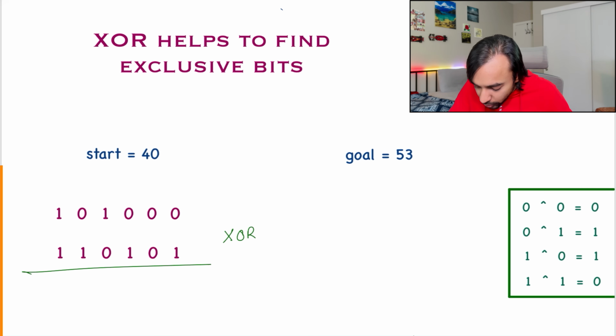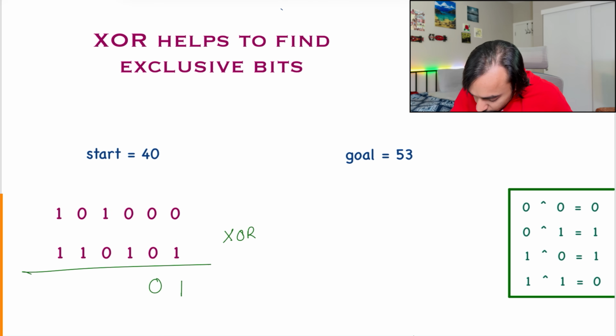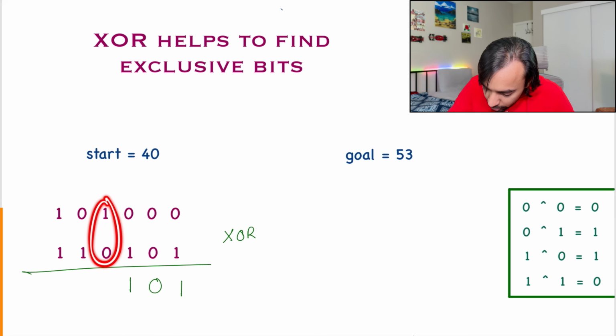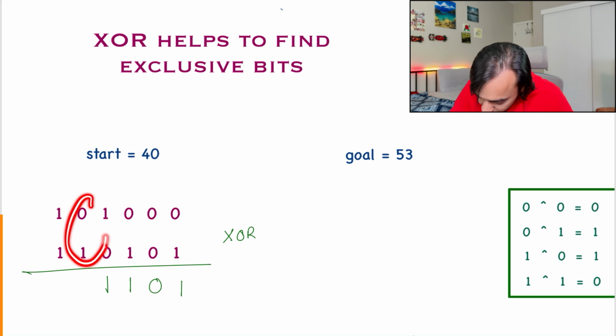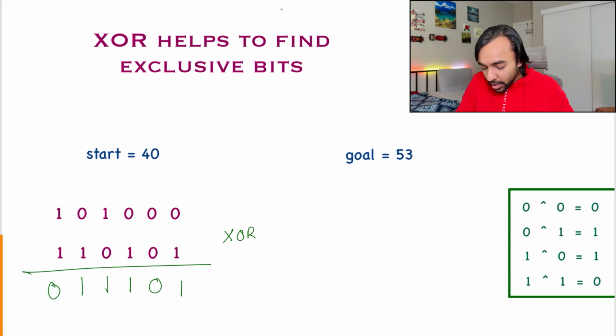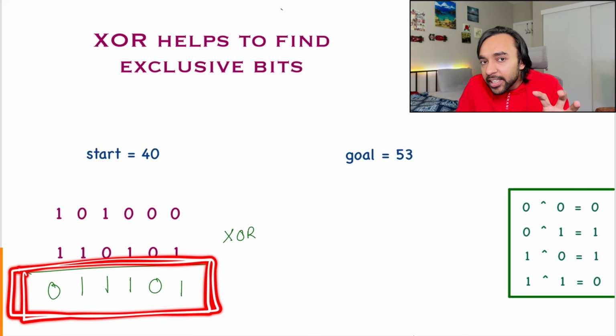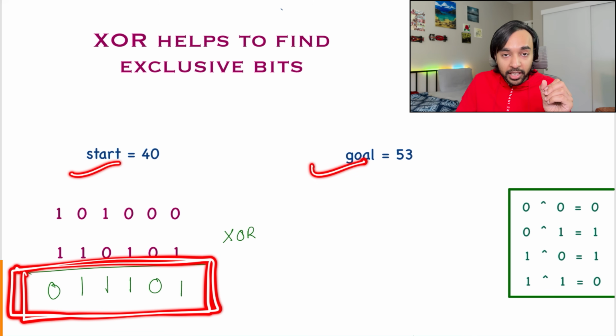Once I do an exclusive XOR, how do I do it? 0 XOR 1, that value is 1. 0 XOR 0, they are not exclusive, so this value remains 0. 0 XOR 1, this is 1. 1 XOR 0, this is also 1. 0 XOR 1, this is 1. And 1 XOR 1 is 0. So what did I get with this? If you check out this result, what is it telling you? It is telling you the number of exclusive bits between both of the numbers, correct?